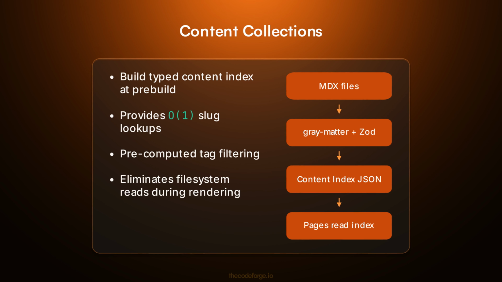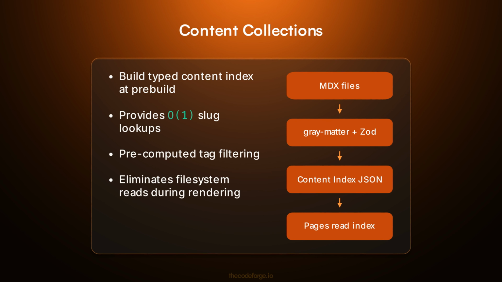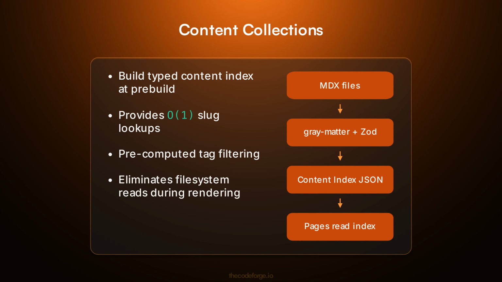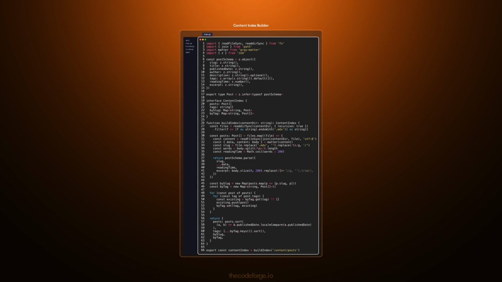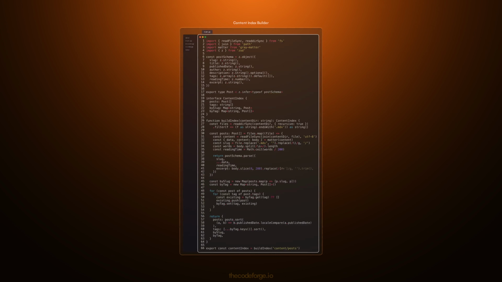For production sites, build a content index at prebuild time. This single JSON file contains all validated frontmatter, sorted and indexed. Pages read from this index instead of parsing MDX files during rendering, which is much faster. This script builds a content index with validated posts, sorted by date, and provides O(1) lookup by slug and tag. The index is generated once at prebuild and imported by pages.